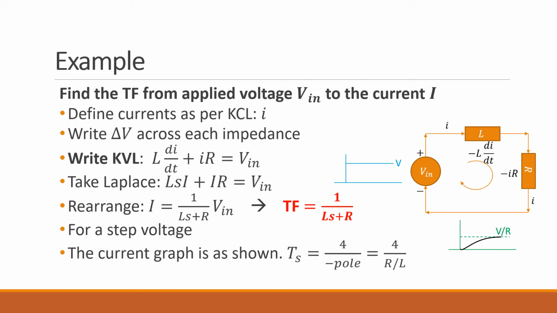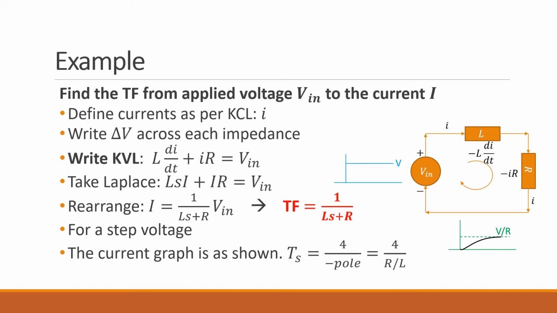It will start from 0, the initial condition, and slowly reach the particular solution, which is the steady state current. Note that in steady state, the derivative of current di over dt is equal to 0, so there is no voltage across the inductor. Hence, it is as if we just have a resistor attached to a battery, and the steady state current in that case will be V in divided by R.